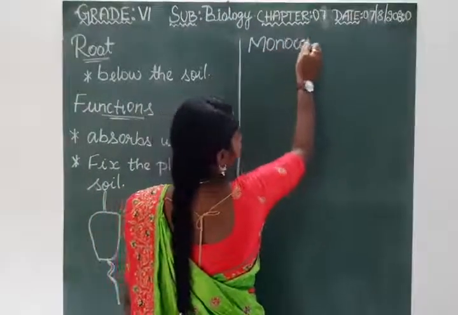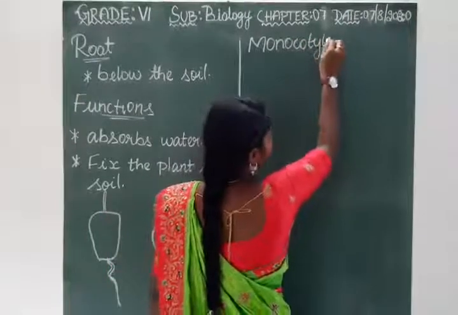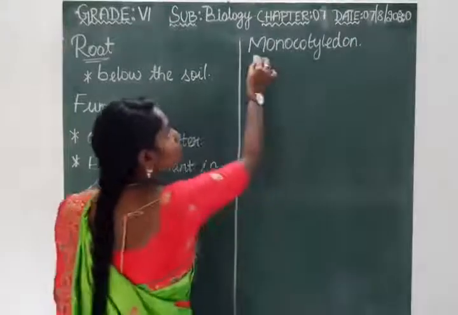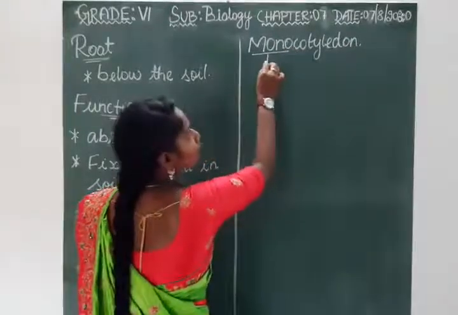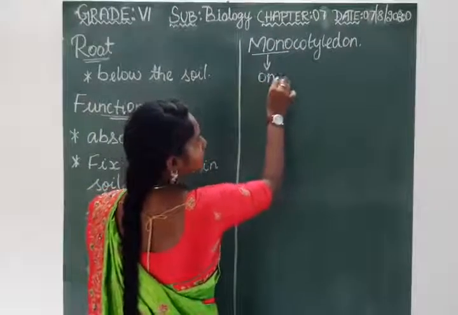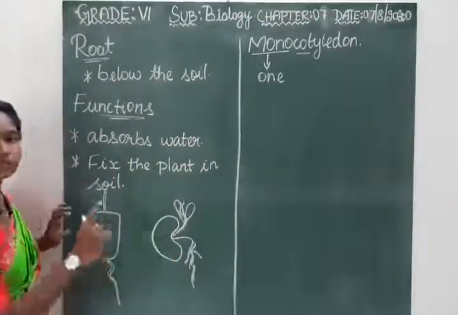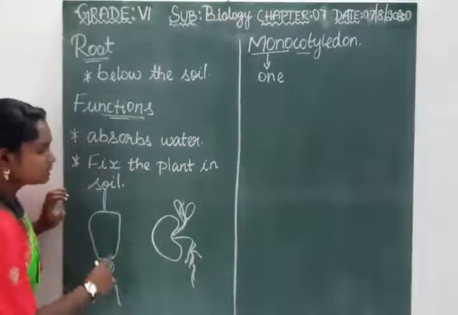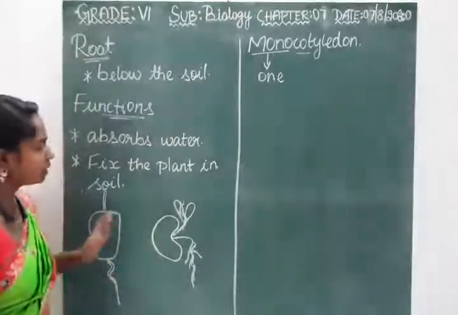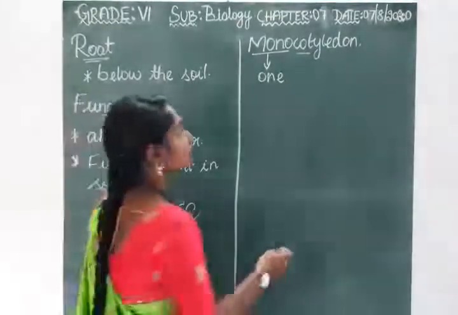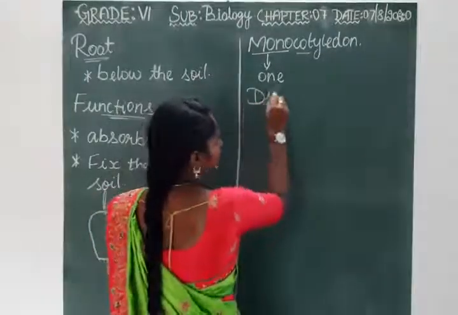Monocotyledon. So what is the meaning of mono? Mono means one, which have the one cotyledon. Here you can see the one cotyledon. The maize has the one cotyledon, and if you see in the gram, they have the two cotyledon. It is called as dicotyledon.